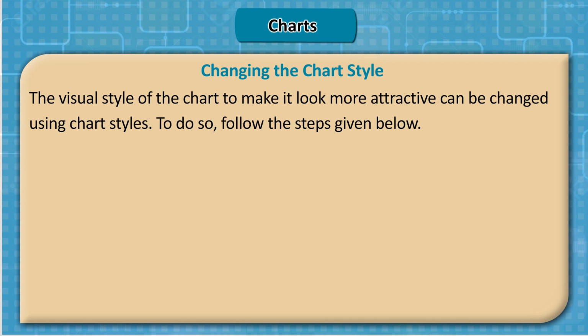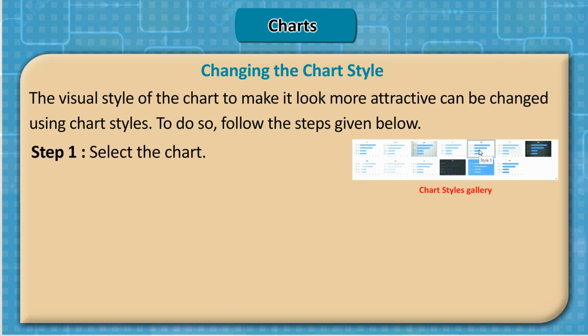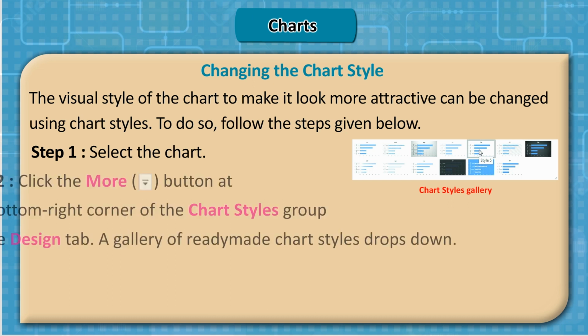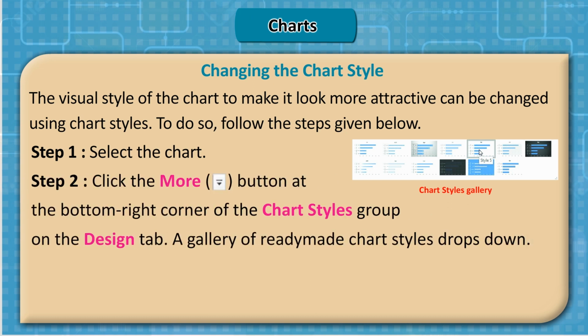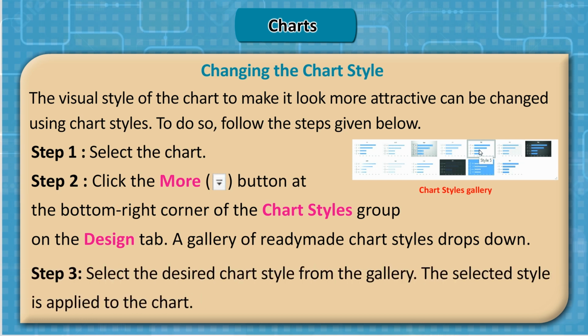Changing the chart style. The visual style of the chart can be changed to make it look more attractive using chart styles. To do so, follow the steps given below. Step 1. Select the chart. Step 2. Click the More button at the bottom right corner of the Chart Styles group on the Design tab. A gallery of ready-made chart styles drops down. Step 3. Select the desired chart style from the gallery. The selected style is applied to the chart.